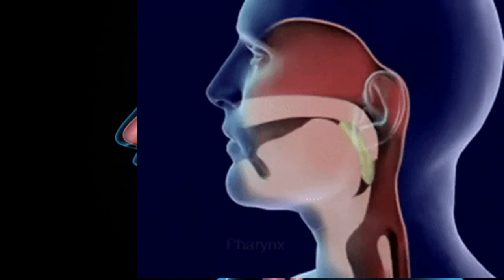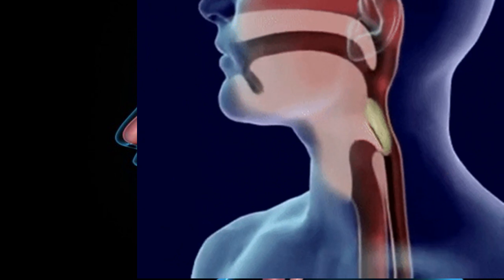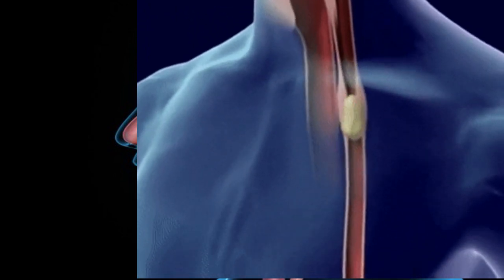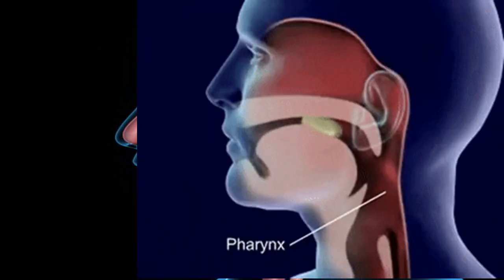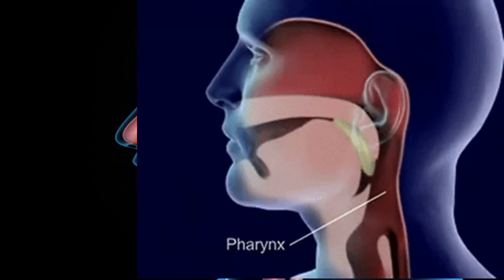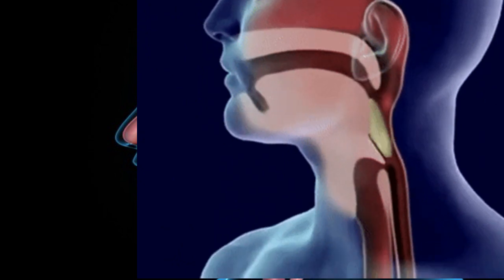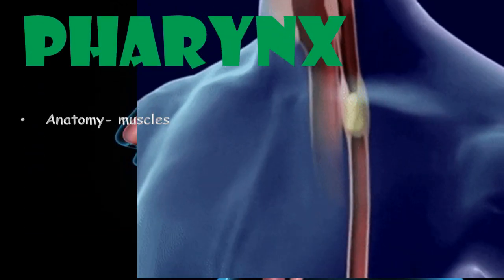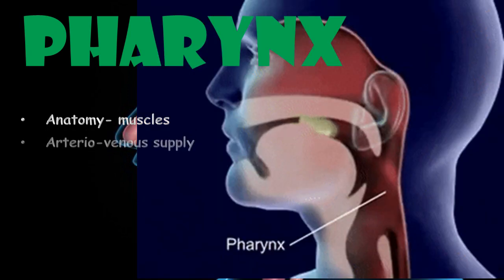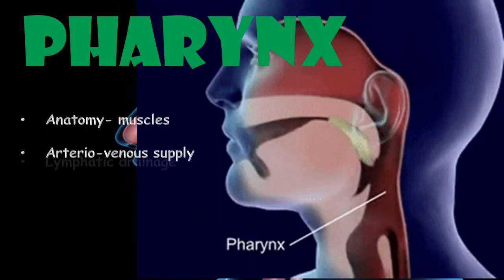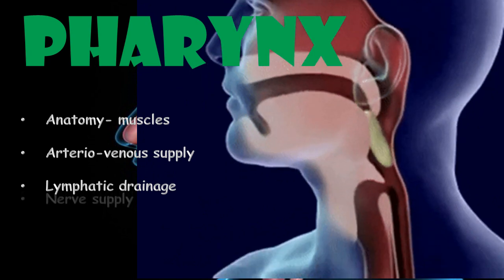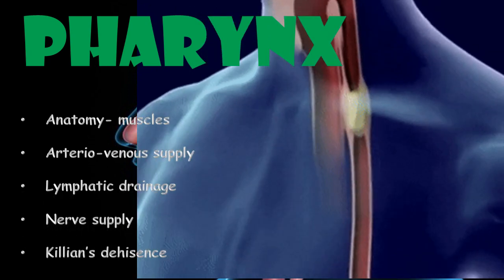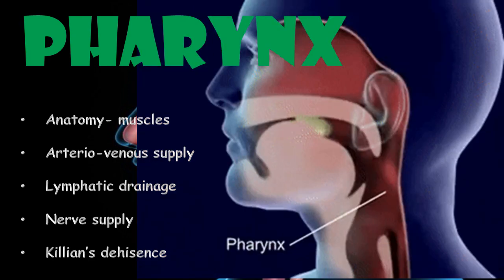Hello toppers, today we will be seeing pharynx related MCQ notes, and we will be seeing pharynx in brief so that it will be easy for the beginners and also for the people who are going for the competitive exams. Here, what are all the things we are going to discuss? Its anatomy, mainly muscles and arteriovenous supply of pharynx, then lymphatic drainage, then nerve supply, and Killian's dehiscence, which has its own applied anatomy.